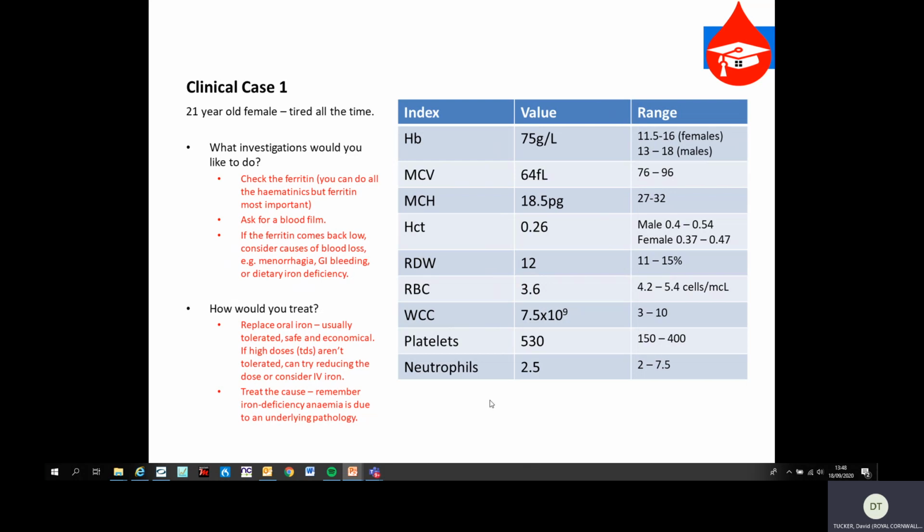But that's always something to think about, particularly in men. Men, it's not normal for them to be iron deficient. And anemia due to iron deficiency is not normal in male, because we don't lose blood in the same way. So think about malignancy, think about gastrointestinal pathology, definitely need to be investigated.